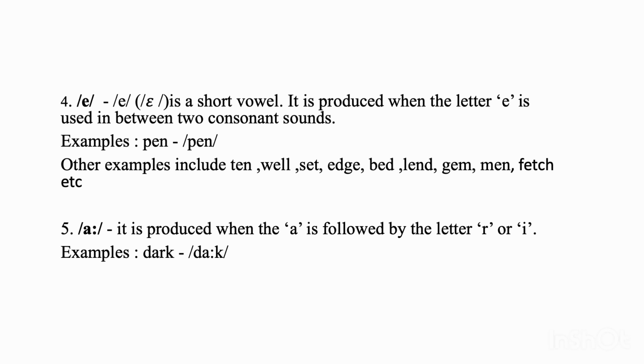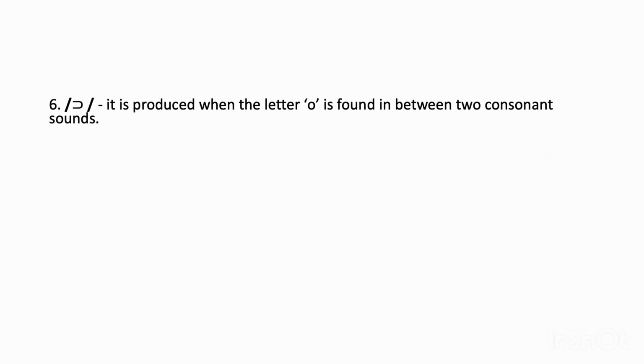We have other examples to display it for you, and you can look them up in the dictionary. So we move on to the sixth one. It is produced when the letter O is found in between two consonant sounds. So boss, you hear the O sound, boss. So the sixth sound is the O sound, boss.